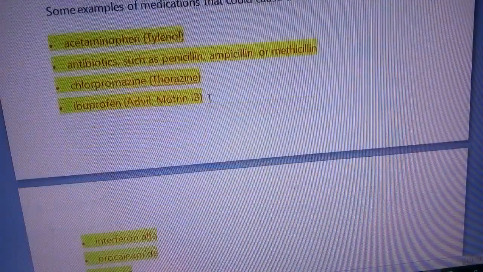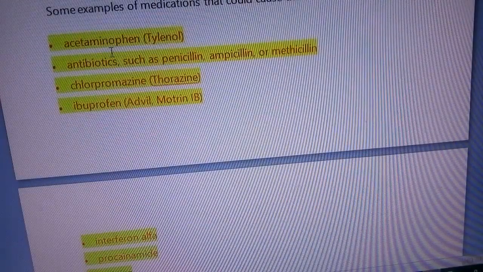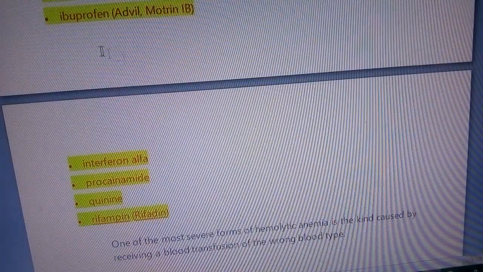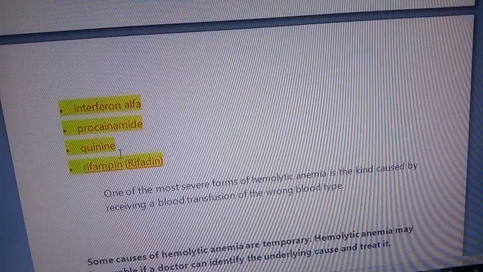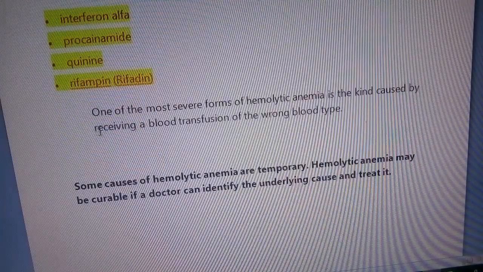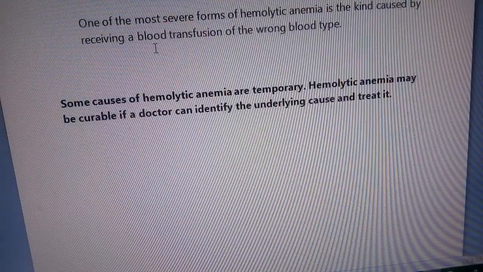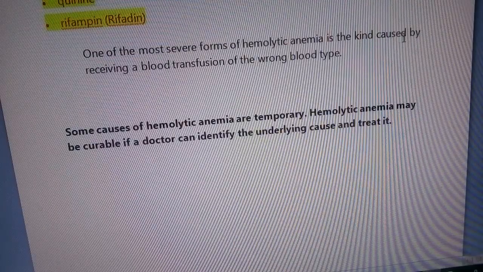What are the medications? Medications include acetaminophen, chlorpromazine, which is known as Thorazine, ibuprofen, interferon alpha, quinine, procainamide, rifampin. One of the most severe forms of hemolytic anemia is the kind caused by receiving a blood transfusion of the wrong blood type.